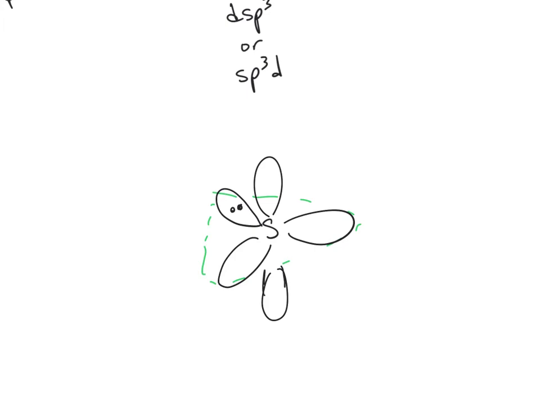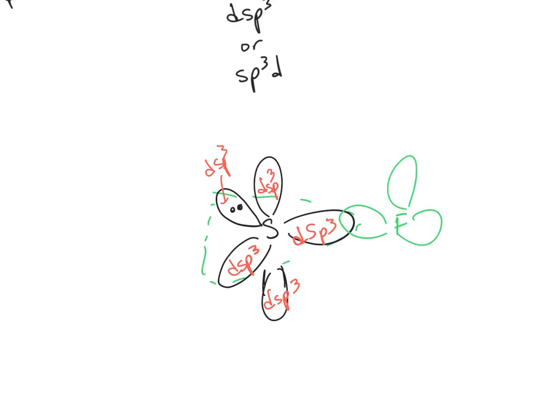Each one is dsp3, dsp3. All right, and then you have fluorines bonded to 4 of them. 1, 2, 3, 4.